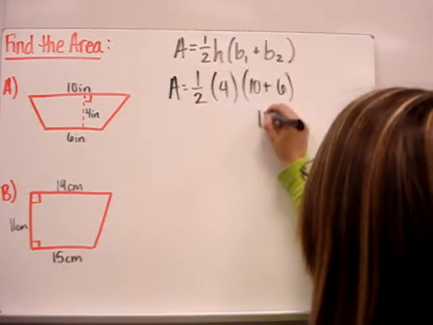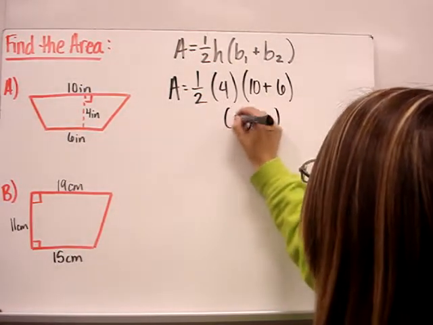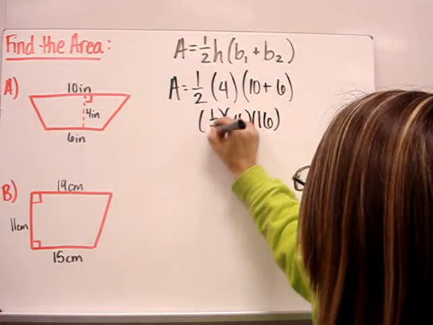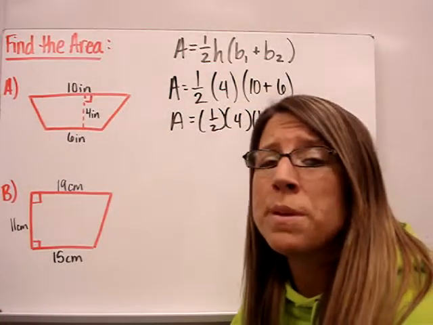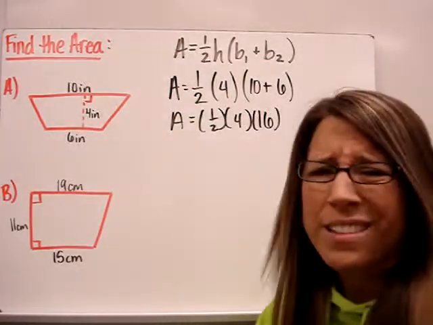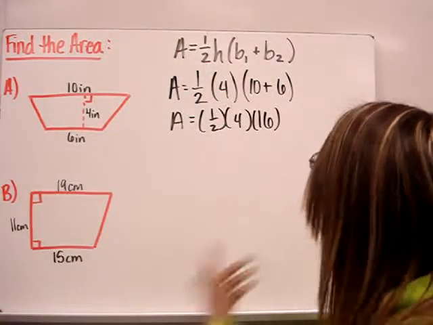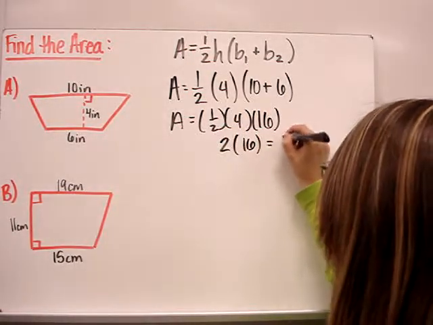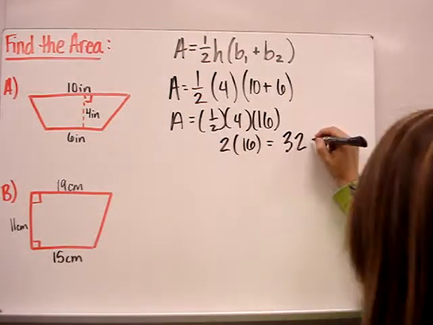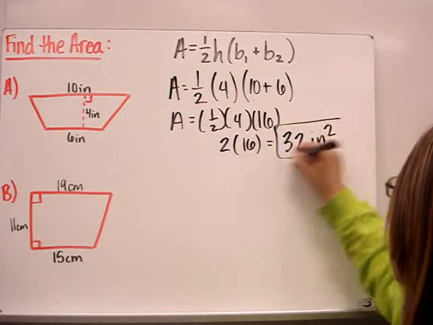10 plus 6 is 16. We're going to multiply that by 4, which we're also going to multiply by 1/2. And again, you can multiply them in any order you choose because of the commutative property and the associative property. So 1/2 of 4 is 2, and 2 times 16 is 32. And we will say that the area is 32 inches squared.